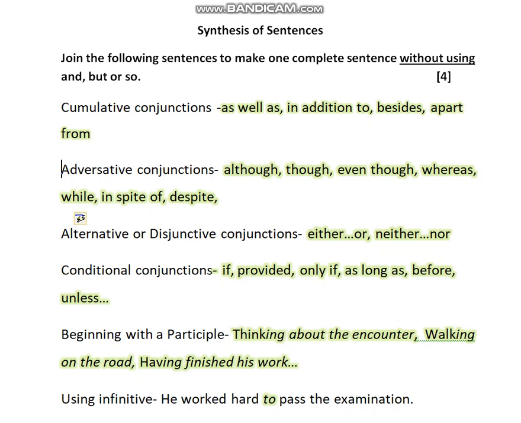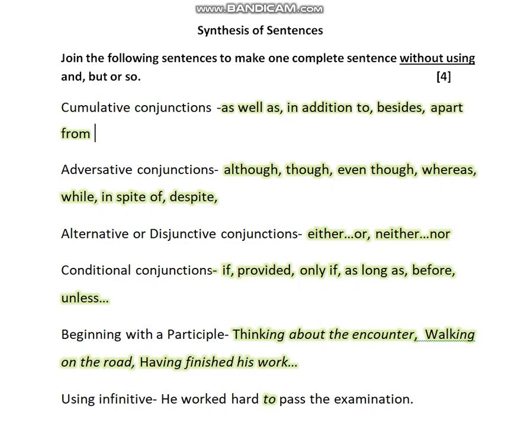Next is adversitive conjunctions. The examples are although, though, even though, whereas, while, in spite of, and despite. Adversitive conjunctions are used where there's a contrast between two statements. For example, although it was raining, we went out to play.